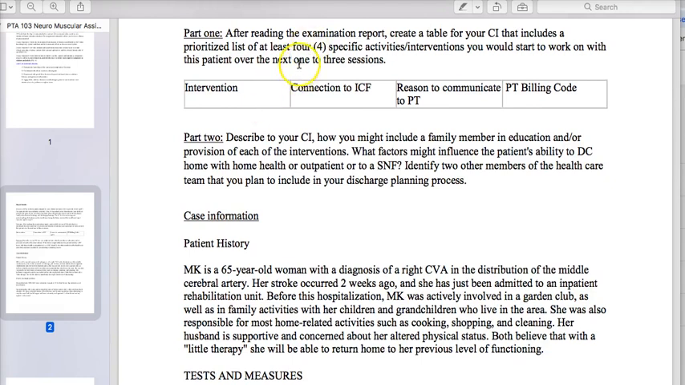Part 2, and I jumped into it maybe a little fast here. Part 2 is separate from this. How would you involve a family member in education for this patient and provision of each of those interventions? What factors might influence the patient's ability to discharge home with home health services, outpatient, or to a skilled nursing facility?